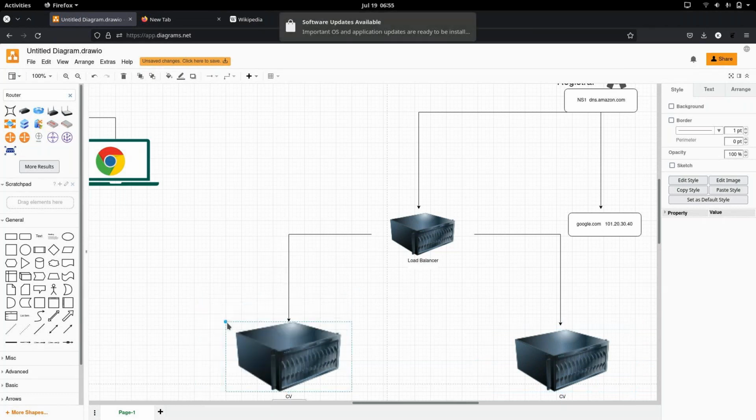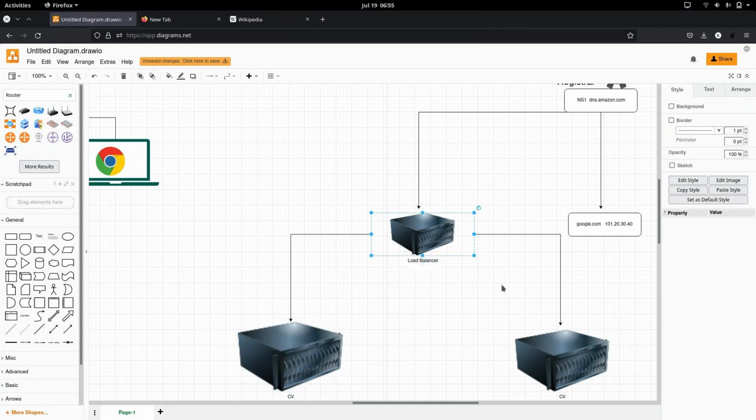Again, a load balancer is also nothing but just software running which will redirect your request to either of these servers, based on the algorithm you set up.